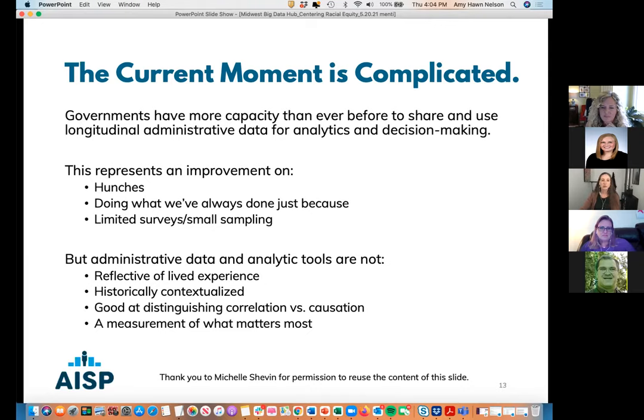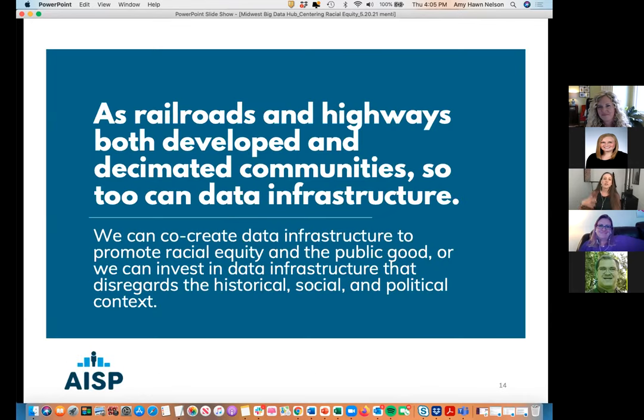We don't use real constructs because we can't, because this is reuse of data, right? We're not doing original primary data collection. So it is not a measurement of what matters most. It's usually like, you know, this is as close as we come to what matters most, which is a challenge. So this is the way we frame out the work of this toolkit, right?